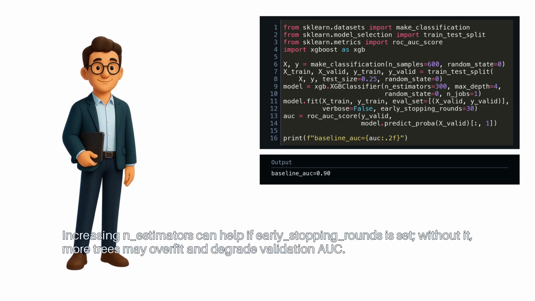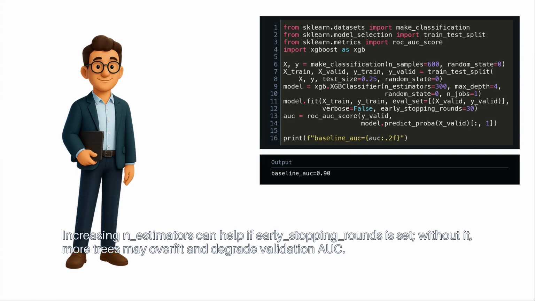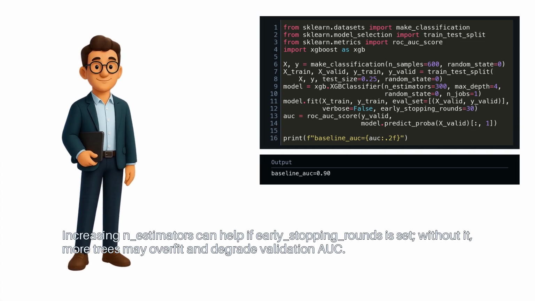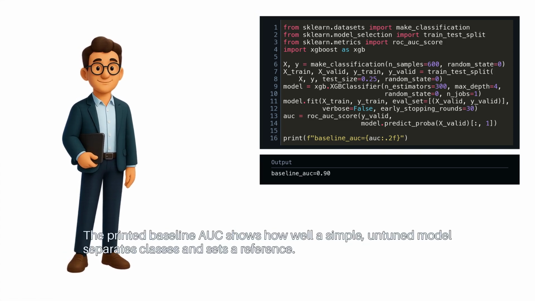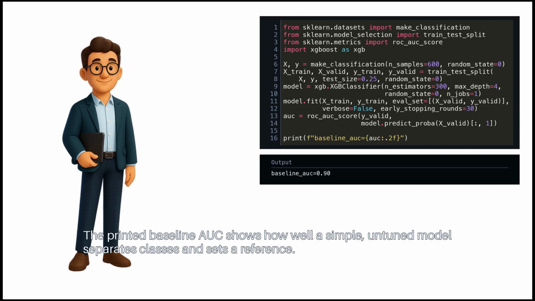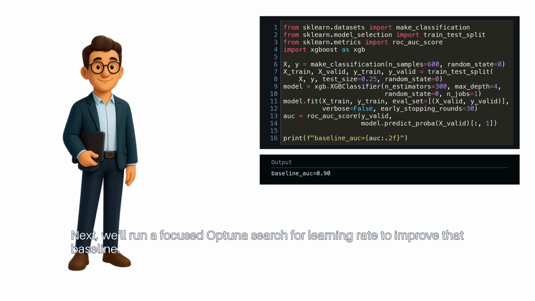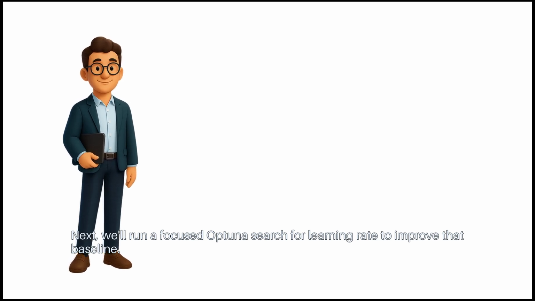Increasing n_estimators can help if early_stopping_rounds is set. Without it, more trees may overfit and degrade validation AUC. The printed baseline AUC shows how well a simple untuned model separates classes and sets a reference. Next, we'll run a focused Optuna search for learning rate to improve that baseline.